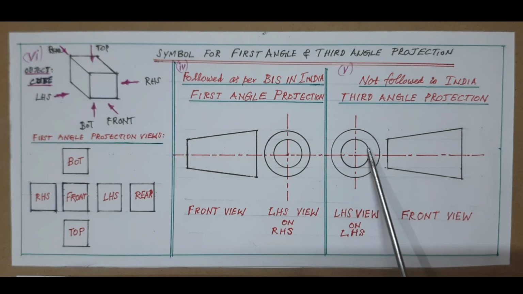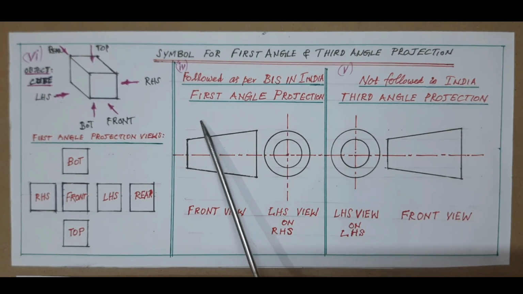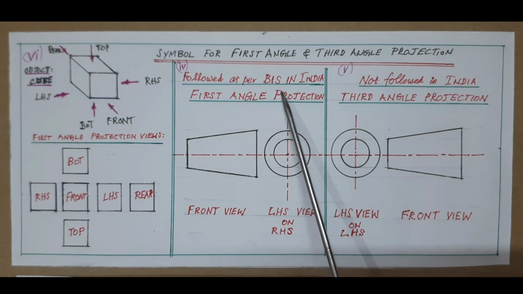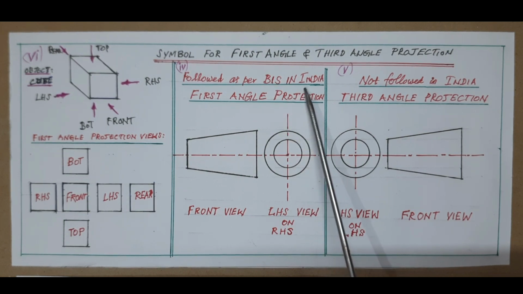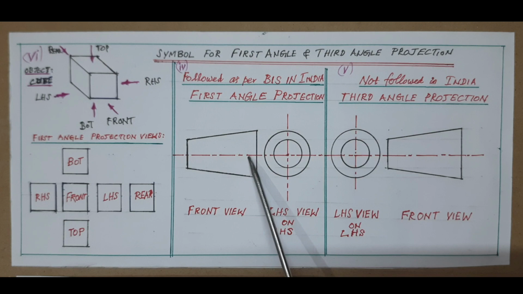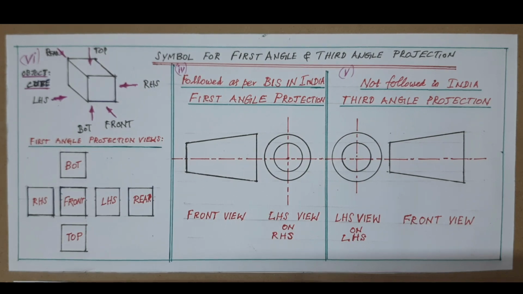In India, only first angle projection is followed as per BIS, the Bureau of Indian Standards, as we have seen already. Hence all drawings in this subject are based only on first angle projection. Now we see about the standard symbol.